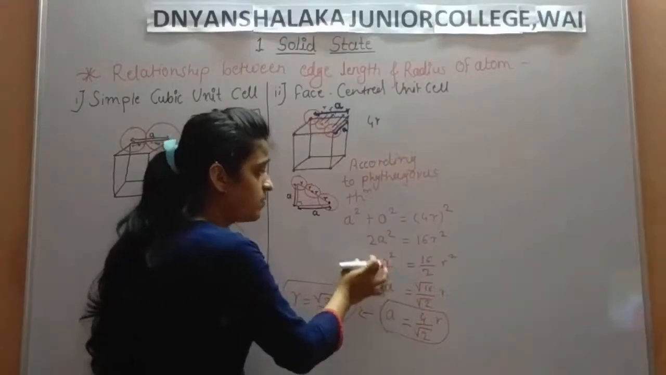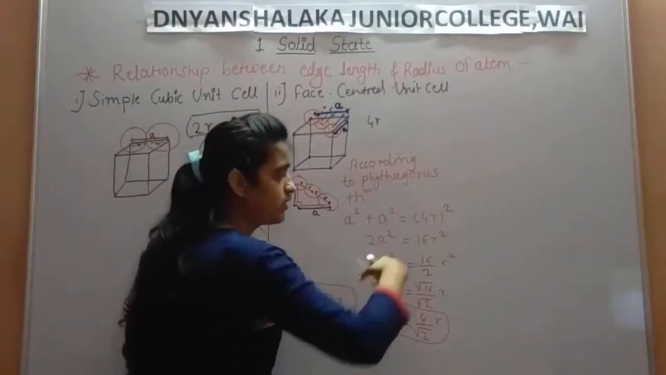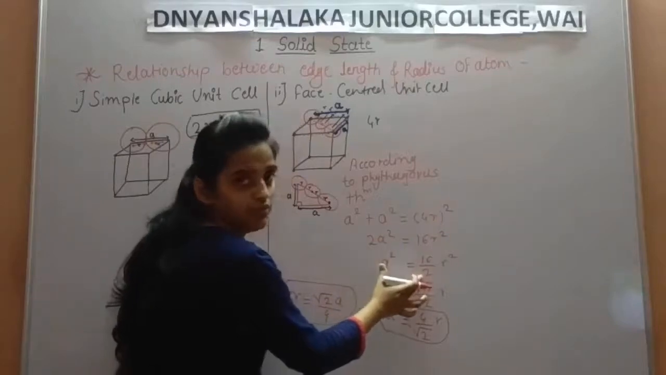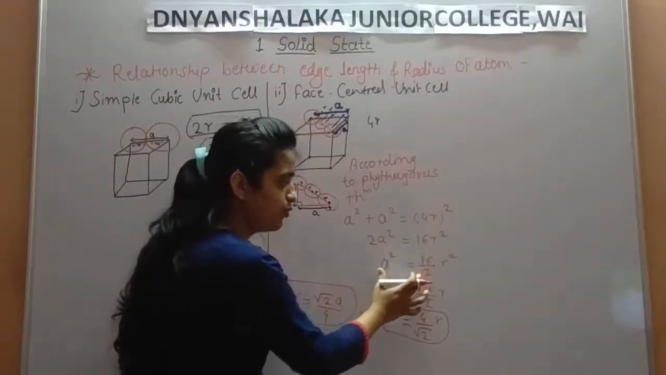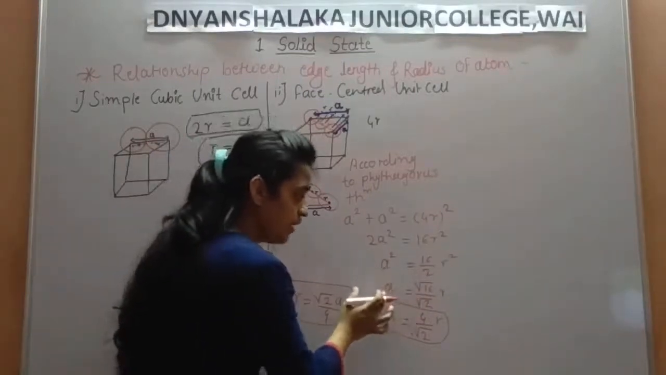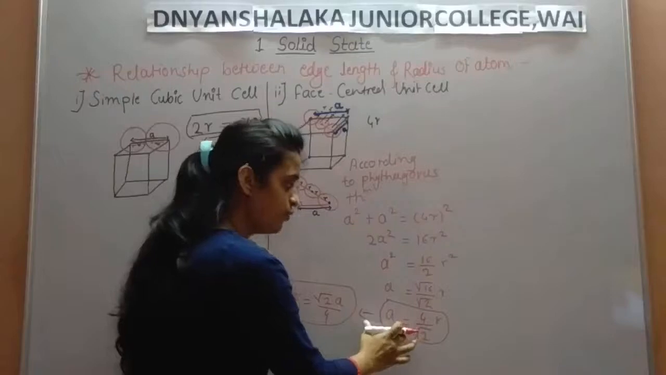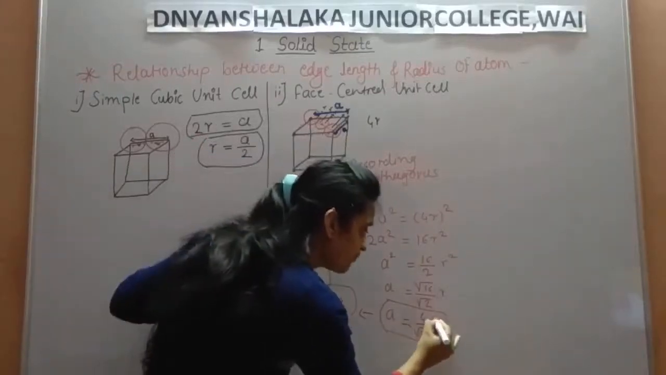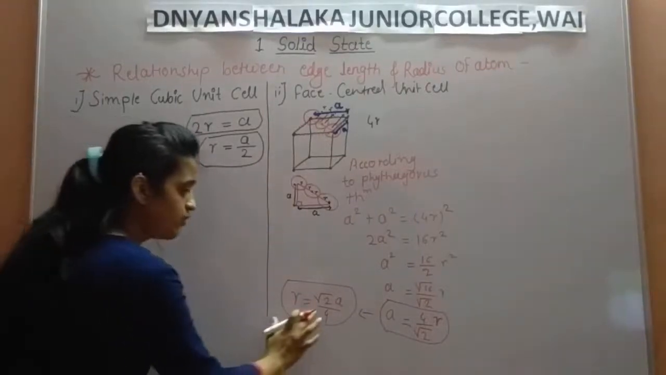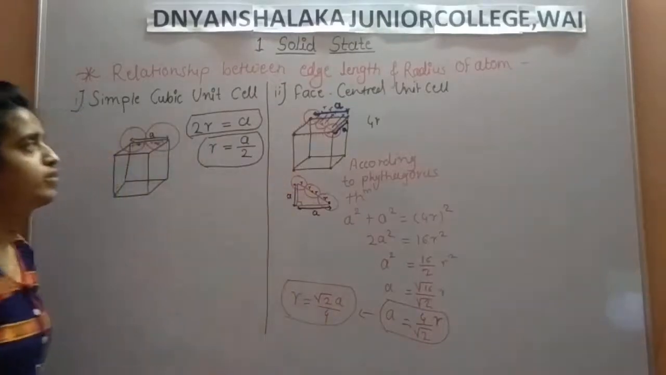Next, on the left hand side, 2a square is multiplying, so we change the direction to the right hand side, and this multiplication gets converted into division. So a square is equal to 16 upon 2 into r square. By removing the square on both sides, a is equal to root 16 upon root 2 into r. So edge length is equal to 4 upon root 2 into r, and the radius of atom for face center cubic unit cell is root 2 upon 4 into a.